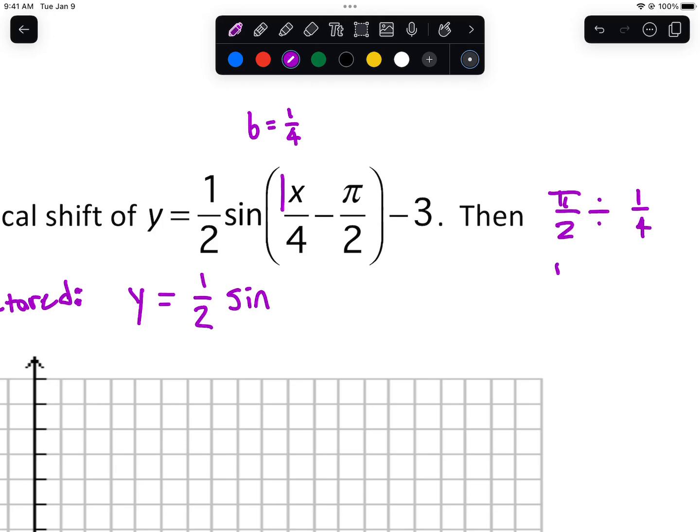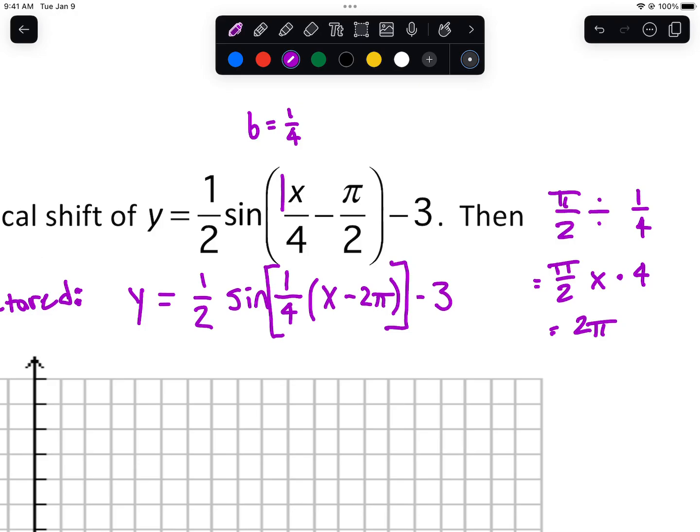And because of keep, change, flip, that's actually going to be the same thing as timesing by 4 right there, which means that this will be 2 pi. So when you write it in factored form, your b is 1/4. And then you have x, and then minus 2 pi. So that kind of looks weird there. And then minus 3.